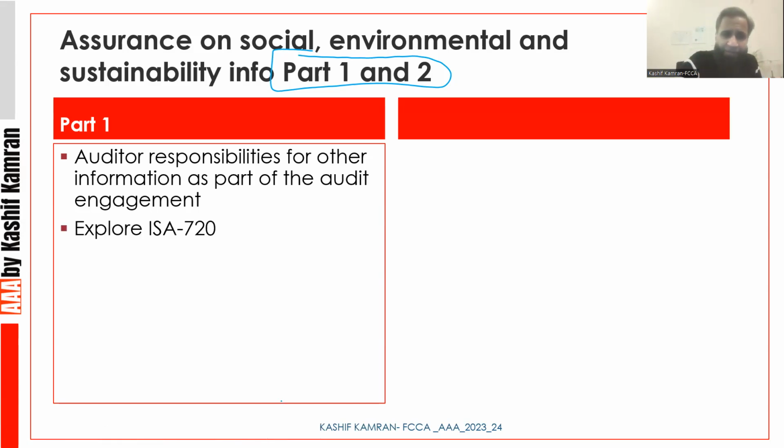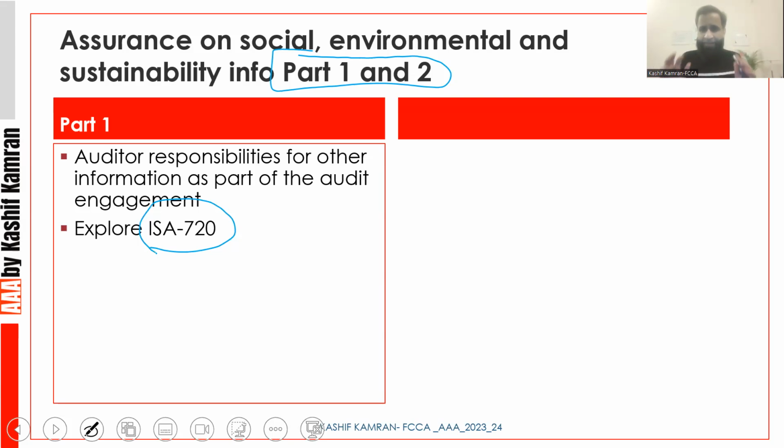So the part 1 simply explores ISA 720, nothing else. And I think you all have knowledge of ISA 720. You all have knowledge of the other information in the document containing the financial statements. And you all know the auditor responsibility to read the other information. So the part 1 article is the same as ISA 720. Is that clear to all of you?